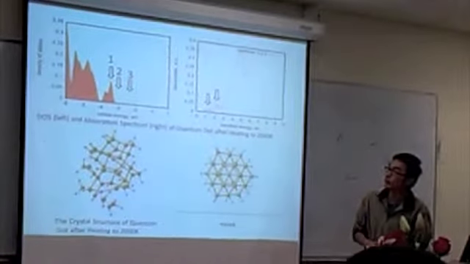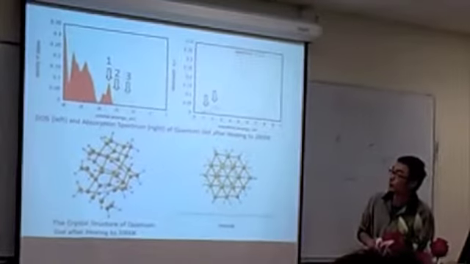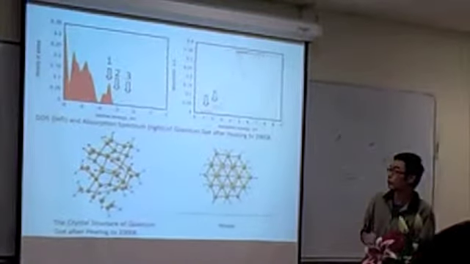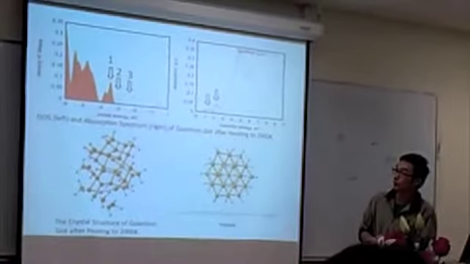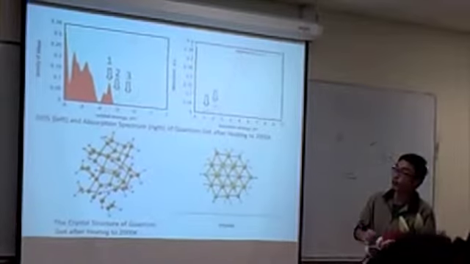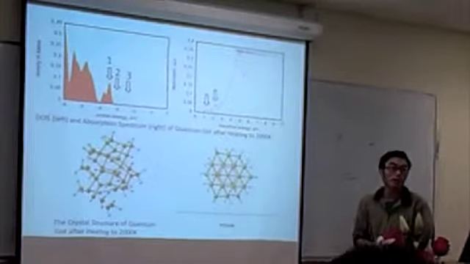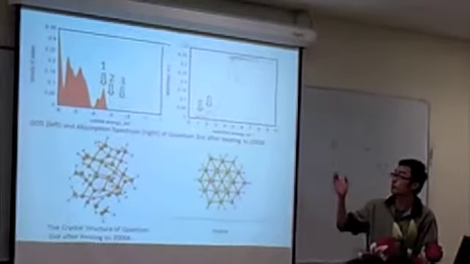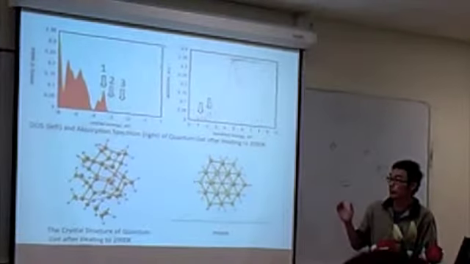And we heat the quantum dots to 2000 K. So we see that the density of states changes a lot. It means the crystal structure may be changed. And the absorption spectrum also changes a lot.